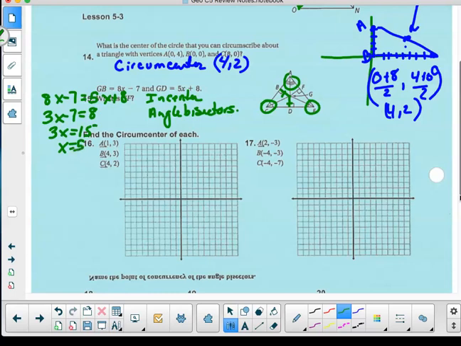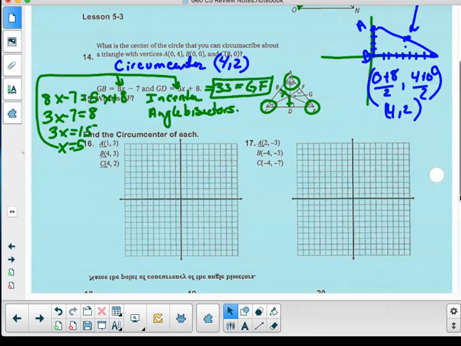Now, x is 5. I can plug that back into either one of these. That's 40 minus 7, which is 33, or that's going to be 25 plus 8, which is also 33. They're both 33s. And GB, GD, and GF are all the same value. So I know GF here is 33.